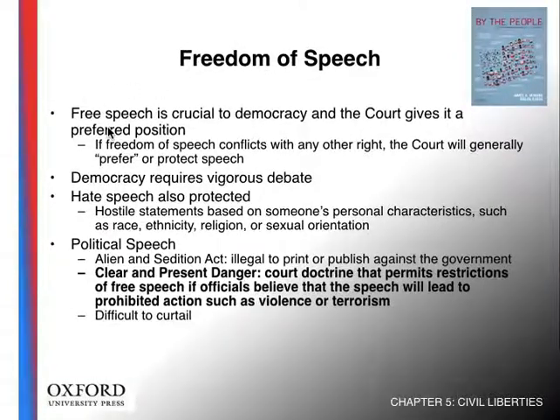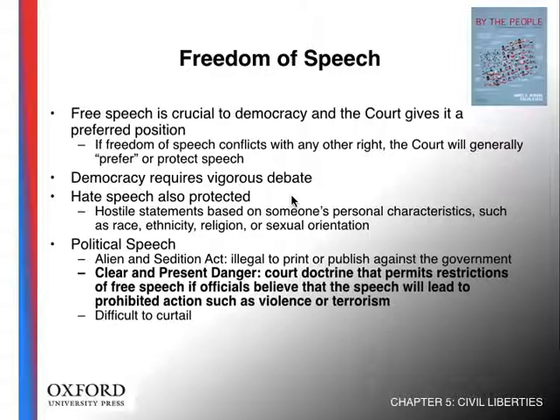Freedom of speech is also in the First Amendment. It's crucial to democracy, and the court gives this a very preferred position. If freedom of speech conflicts with another right, the court will generally prefer to protect freedom of speech. Democracy requires a rigorous debate. Hate speech is also protected. Hostile statements based on someone's personal characteristics, such as race, ethnicity, religion, and sexual orientation.